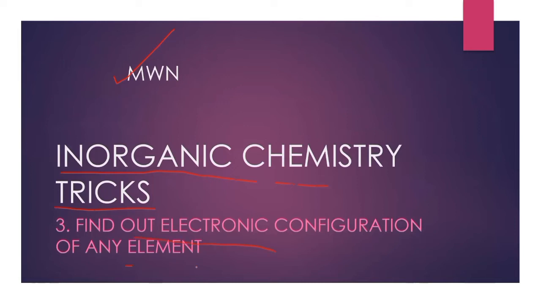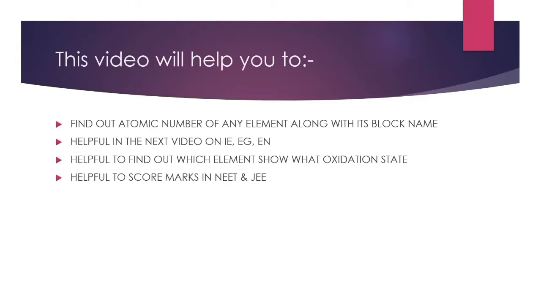Find out the electronic configuration of any element. Here I will tell you the trick to find out the electronic configuration of elements in the D and F block too. So watch till the end. This will be helpful for IE, EG, EN, that is ionization energy, electron gain enthalpy and electronegativity. It is also helpful to find out which element shows what oxidation state, and helpful to score marks in NEET, JEE and others.